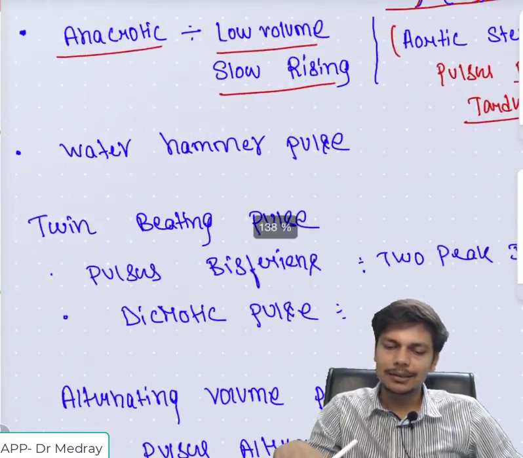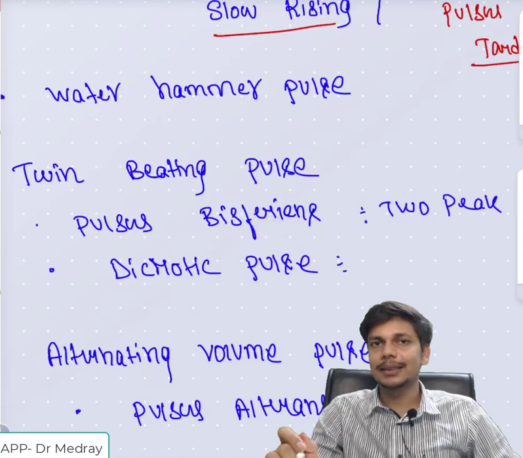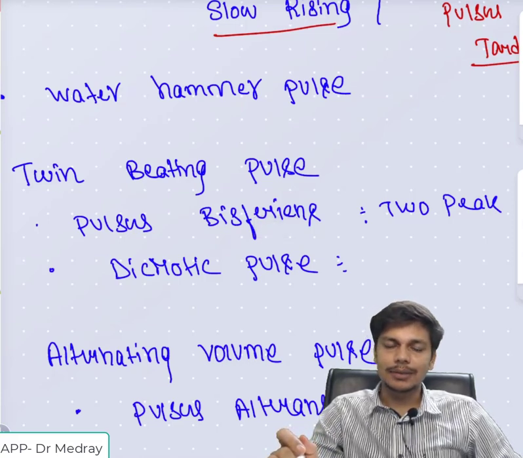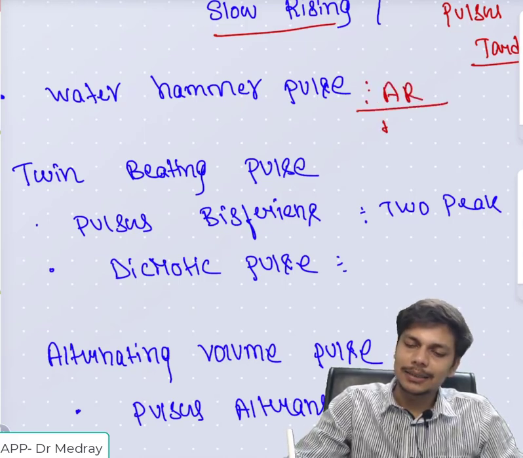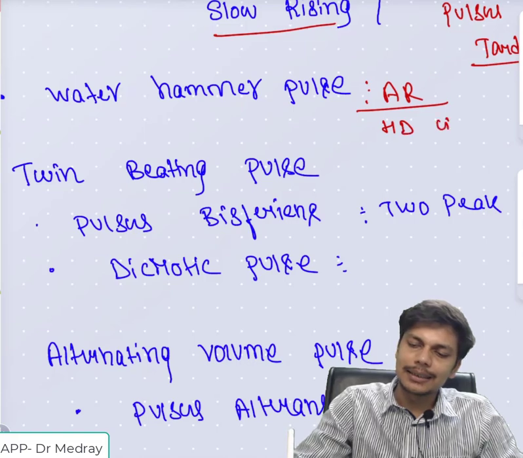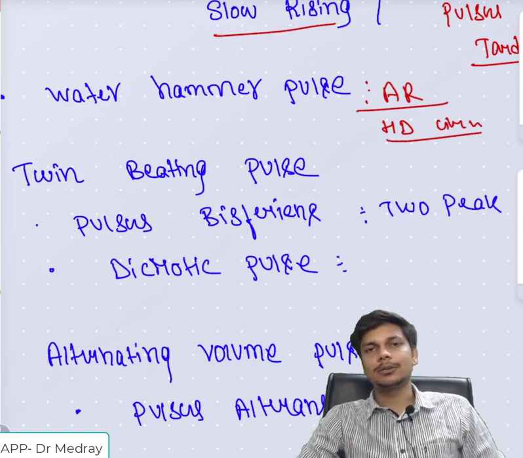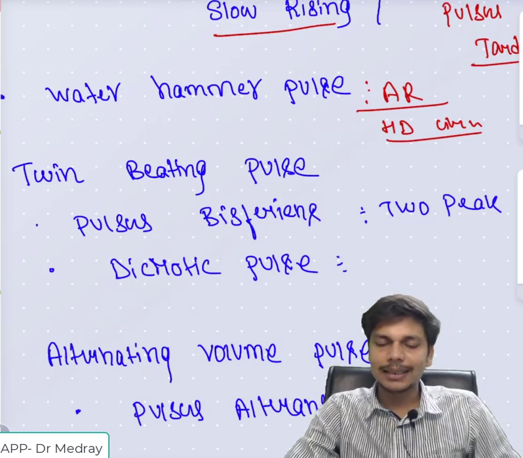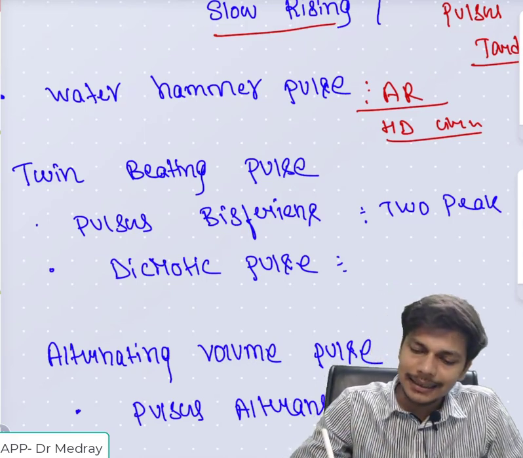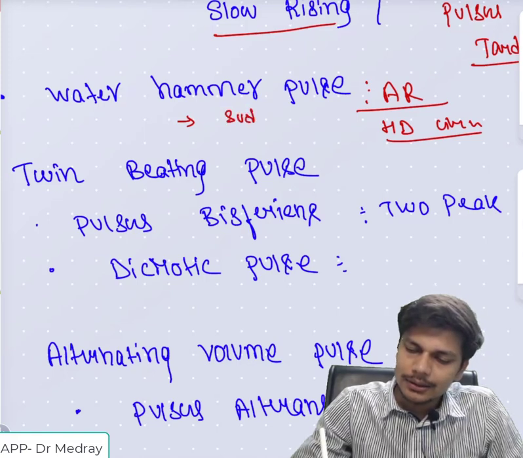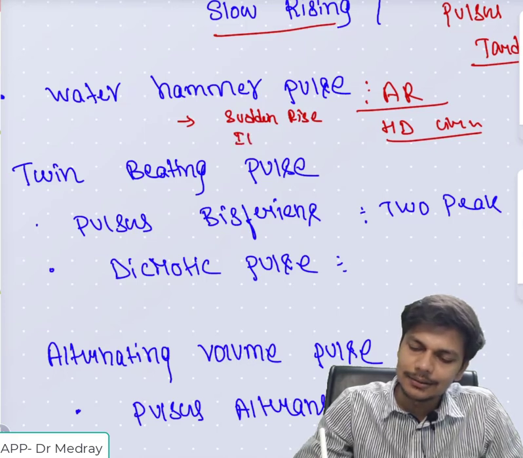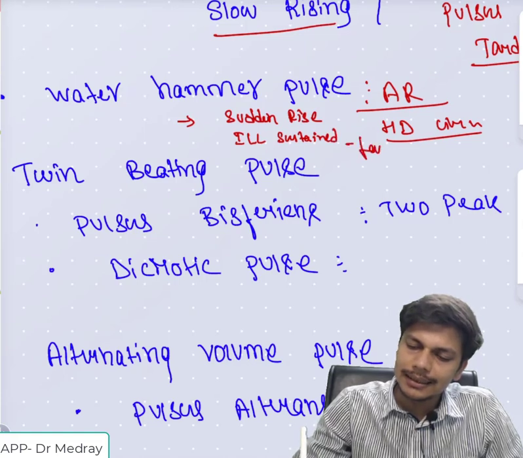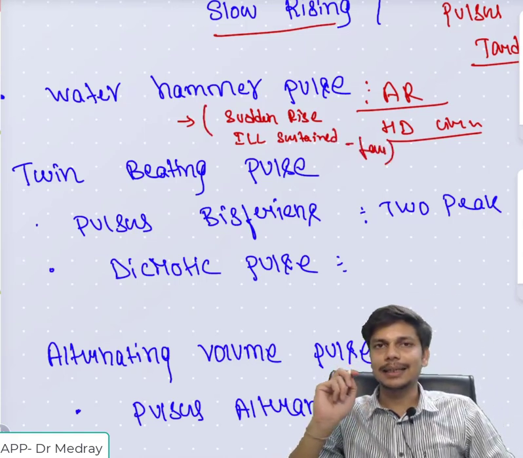Water hammer pulse: we will see how to check for it when we go to the patient and do the examination of the pulse. But water hammer pulse is seen in patients of aortic regurgitation and sometimes in hyperdynamic circulatory states. What happens in a patient with water hammer pulse is that there is a sudden rise, or sudden upstroke, of the pulse, which is ill sustained, and there is a sudden fall. Sudden rise, ill sustained, and sudden fall.